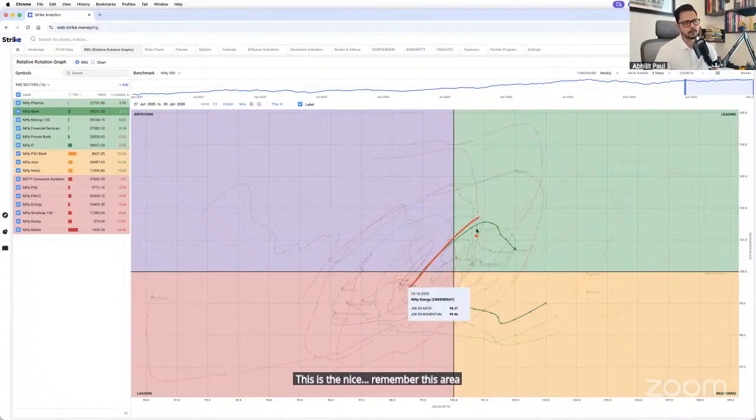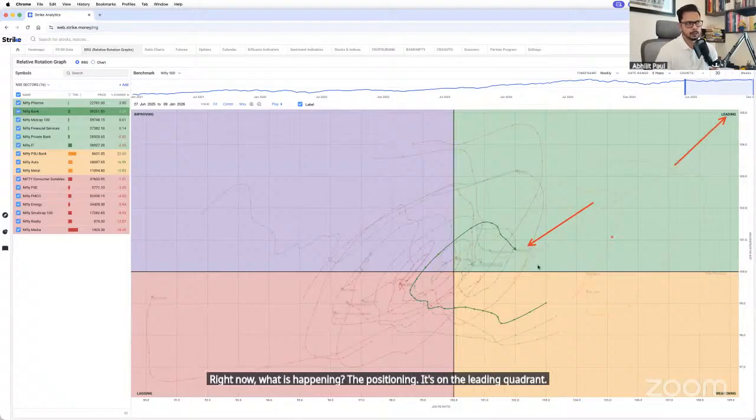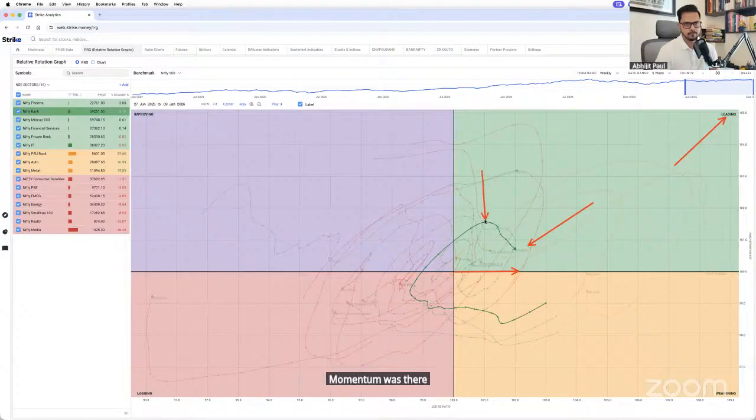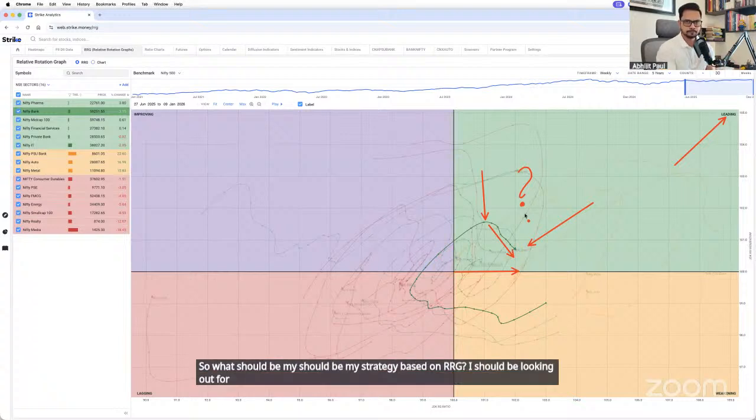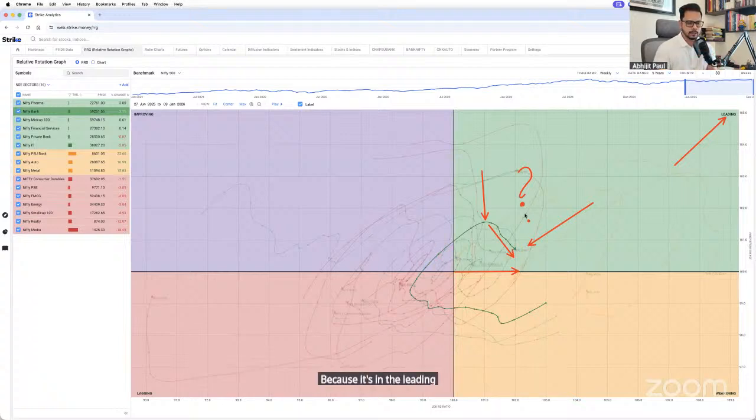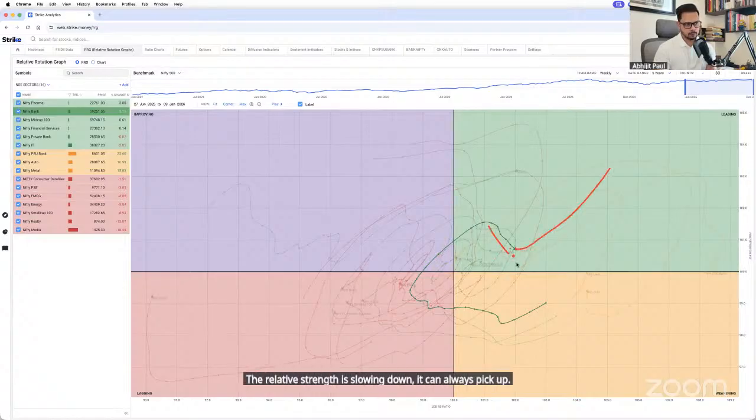I always tell you that any RRG which is angling like this is a good RRG for me. Right now, what is happening? The positioning is in the leading quadrant. Relative strength, yes, it is there. Momentum was there a couple of months back, but now the momentum is slipping. So what should be my strategy based on RRG? I should be looking out for long trades because it's in the leading quadrant. The relative strength is slowing down. It can always pick up. It can always fall further down. Again, everything is based on price.